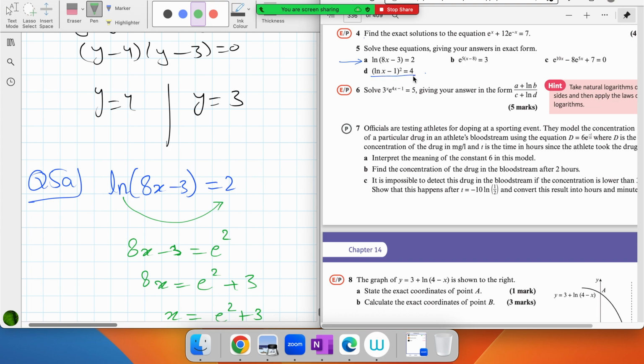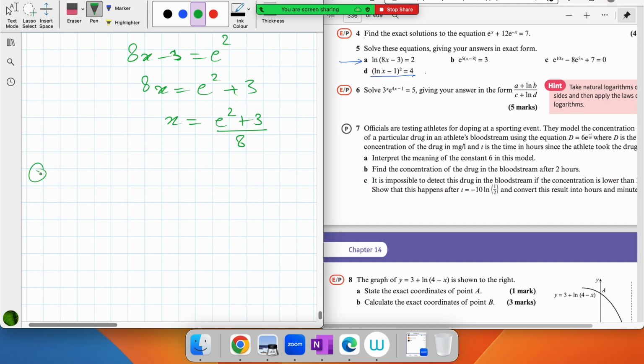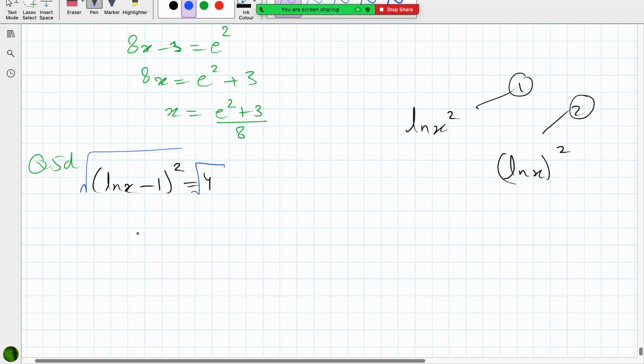Let's have a look at this D part. Question 5D says (ln x minus 1) whole squared is equal to 4. Before we start this question, ln x squared and (ln x) whole squared are two different things, okay? These are not the same. So if (ln x minus 1) whole squared is equal to 4, we take square root on both sides.